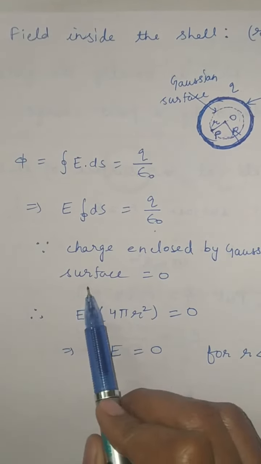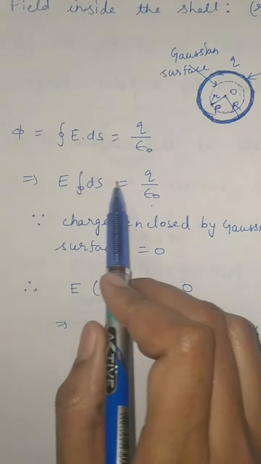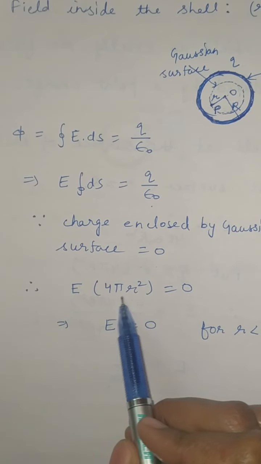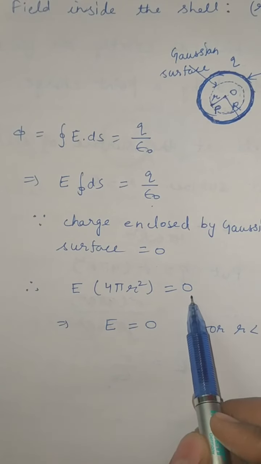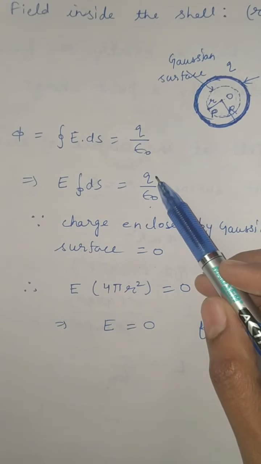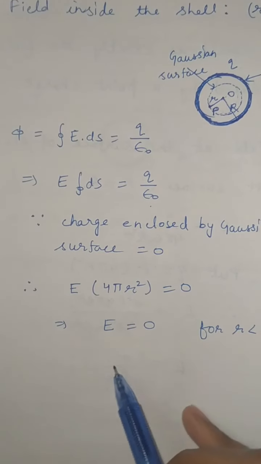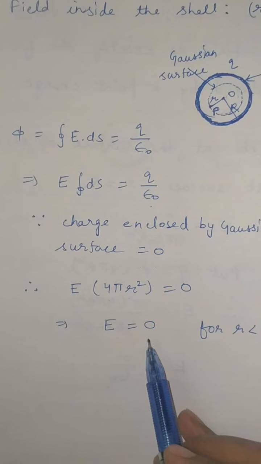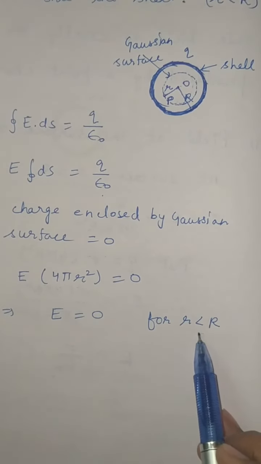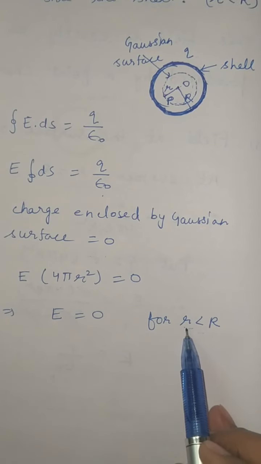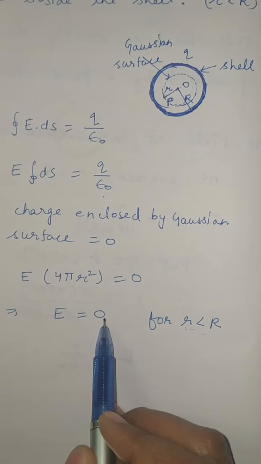So if the charge enclosed by the Gaussian surface is 0, it means from Gauss's law, E times the area of the Gaussian surface, 4 pi r square, will be equal to 0, because in this case q, the enclosed charge, is 0. So simply we get the electric field is equal to 0. So for these inside points, for which r is less than capital R, the electric field is 0.